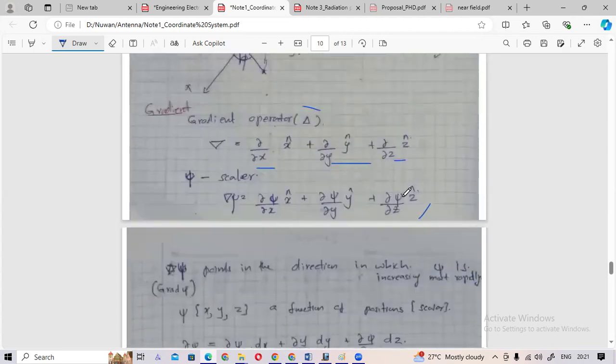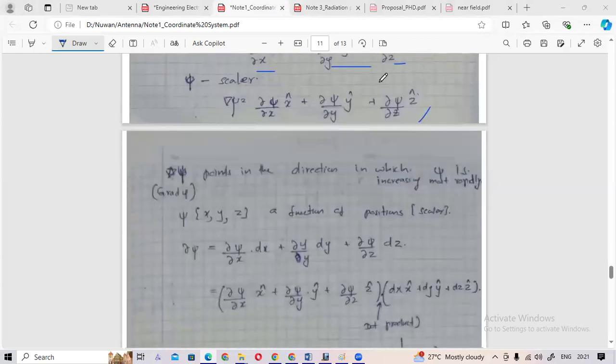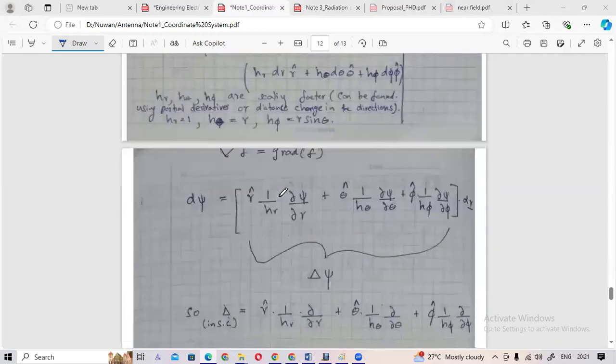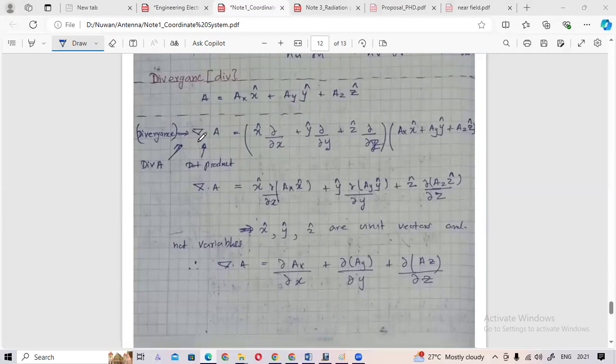This phi is a scalar. Okay, wait, I will explain. I will come back to your problem. So that is the direction in which phi is increasing most rapidly. And if we get the dot product of a gradient and a vector, this will be a scalar.